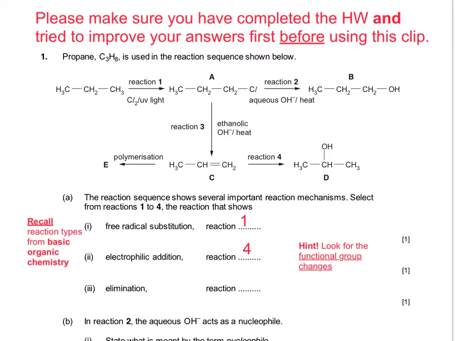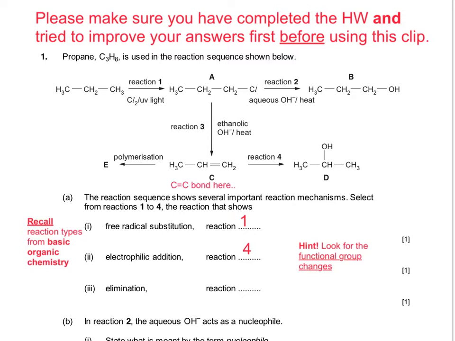And finally, elimination is when a small molecule of some kind is eliminated or removed from a larger molecule during the course of a reaction. So that would require something to be split up in some way, some larger molecule to be split up in some way. So if we look at reaction 3, you'll see that there's the formation of a carbon-carbon double bond when there were no carbon-carbon double bonds before.